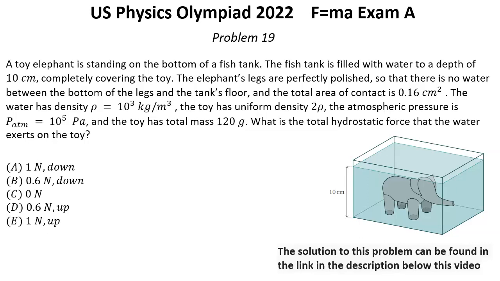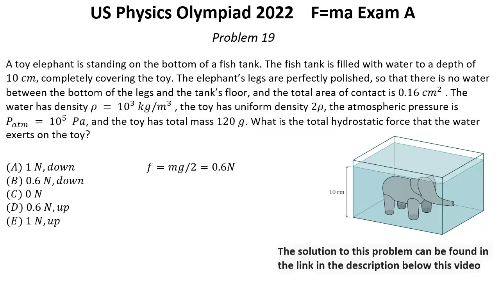Solution for problem number 19. If the elephant's legs weren't perfectly polished, then the buoyant force would be equal to the weight of the water displaced. Since the elephant's density is twice that of water, the force would be mg/2, which is 0.6 newtons upward. However, since the elephant's legs perfectly contact the floor, they experience no upward hydrostatic pressure.